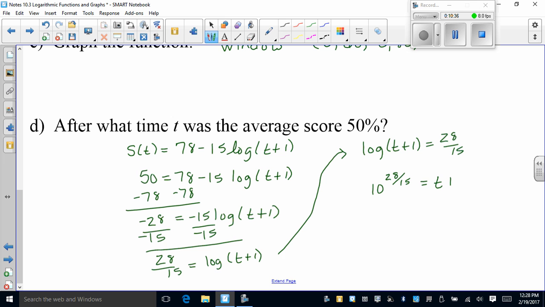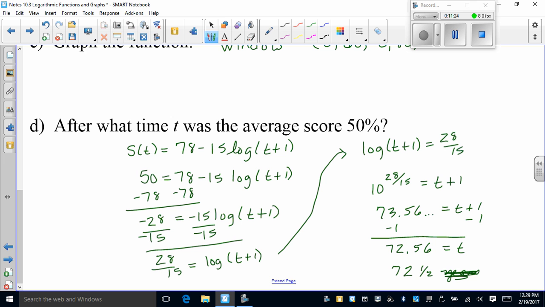So you put this into the calculator, and you get 73.56 and so on equals t plus 1. Subtract 1, subtract 1, and you get 72.56 equals t. So this is about 72 and a half months, sorry, I was thinking years. In years, it's about 6.5 years.